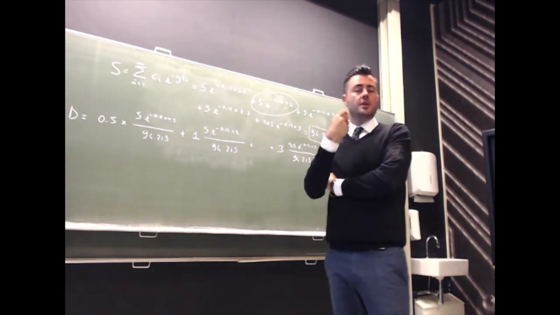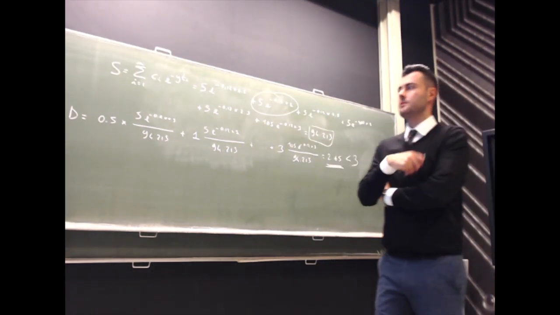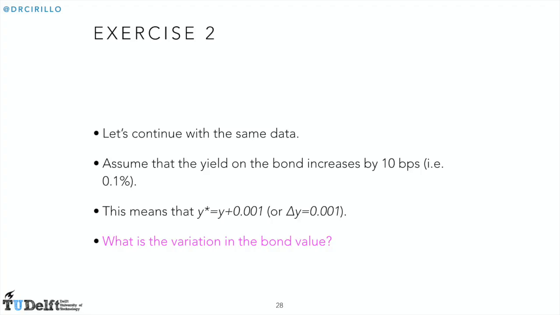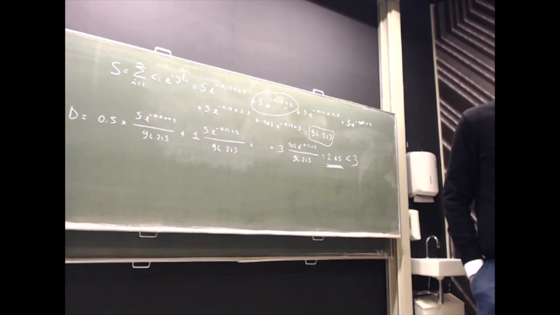So let's continue with the same framework, and let's consider a second exercise. So we are still there. This is the duration that we have computed. And now we ask ourselves, what happens if there is an increase in the yield of 10 BPS, basis points?